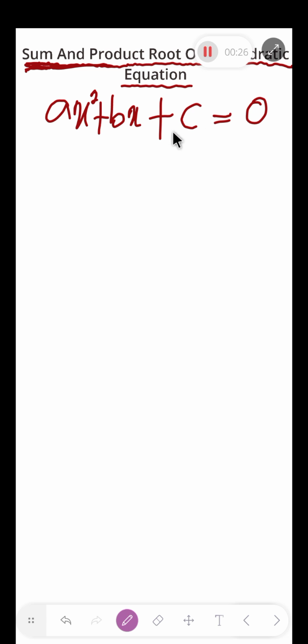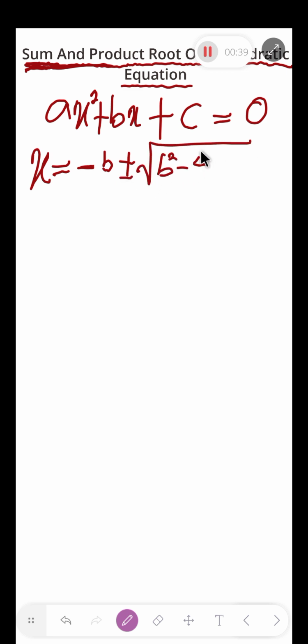So welcome guys. Considering this topic, which is sum and product root of a quadratic equation. First and foremost, I would like to bring you back to the general form of a quadratic equation, which is always in this form. So let's have it as ax squared plus bx plus c equals to 0. And we also believe that by the use of completing the square method, the result we actually have is x equals minus b plus or minus square root of b squared minus 4ac, then all over 2a.